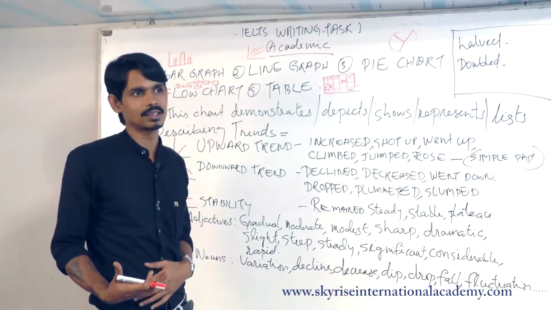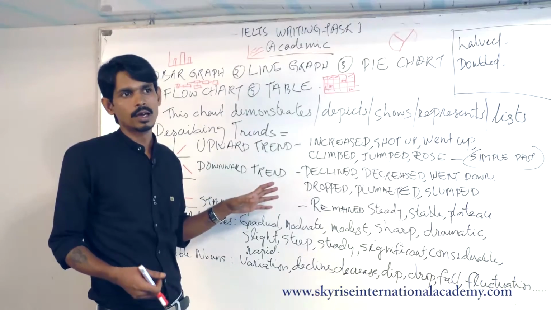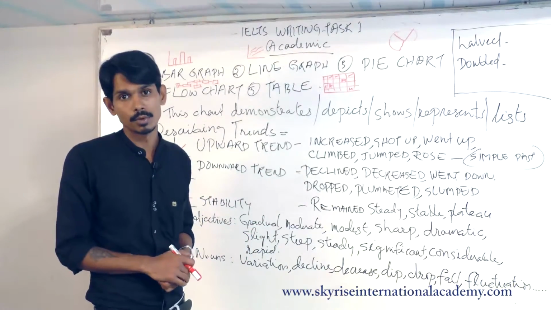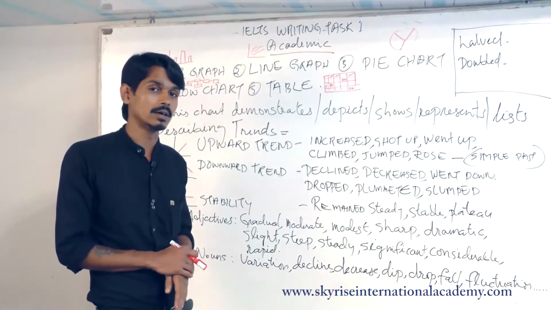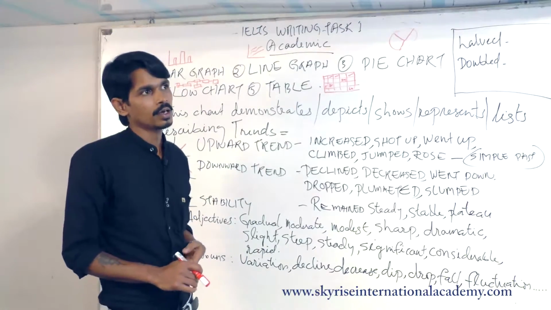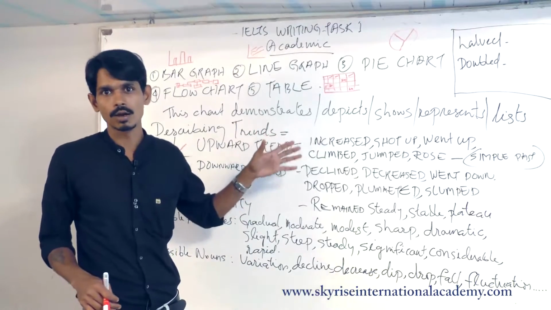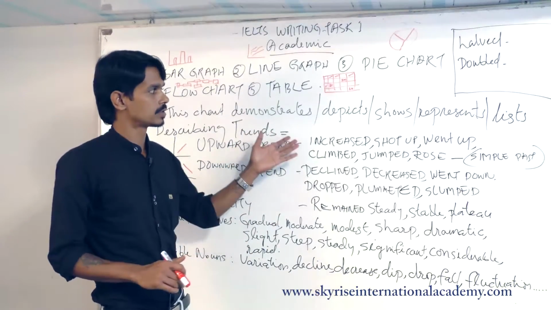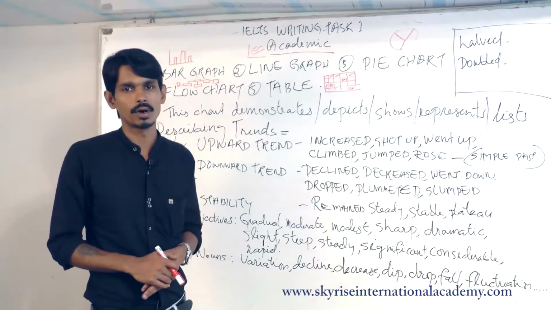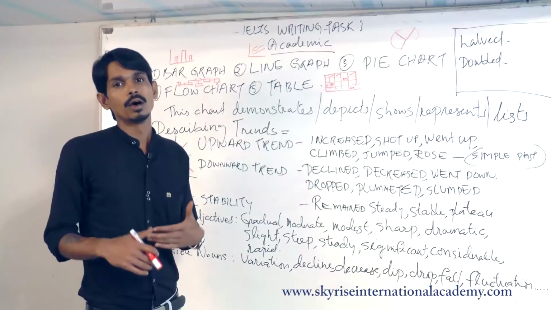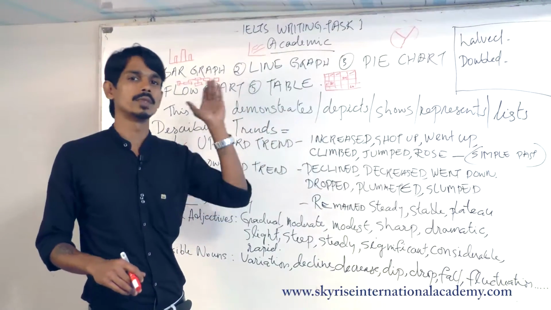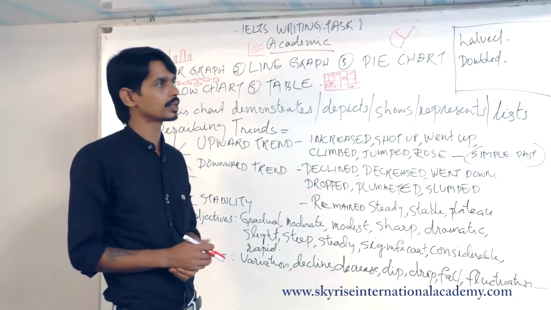So this is the only difference between the academic module and the general training module in the IELTS writing task. Because task 1 for the general training module is usually a letter, and this requires a little bit of brainstorming and a little more of the academic skills. That's why we differentiate this from the other test, the other general training test.